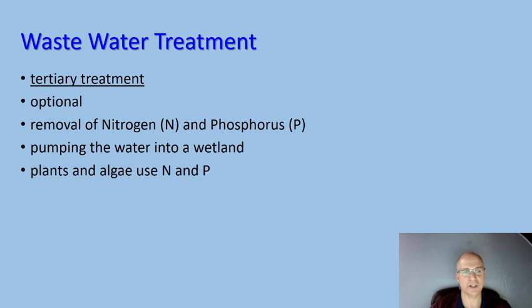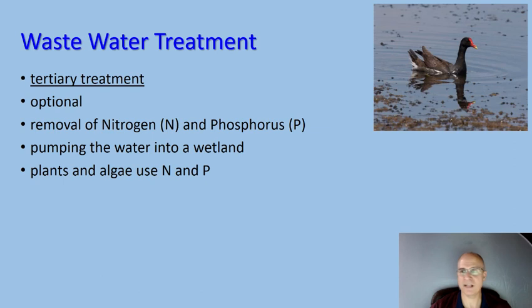So as the plants and the algae are going to use the nitrogen and the phosphorus, the concentration of these elements is going to go down, and you end up with a nice wetland, which you can see here with common gallinule kind of swimming around in it. Pretty cool bird.